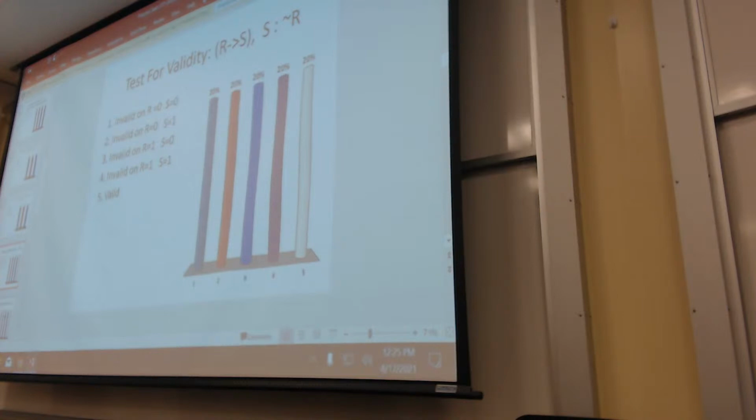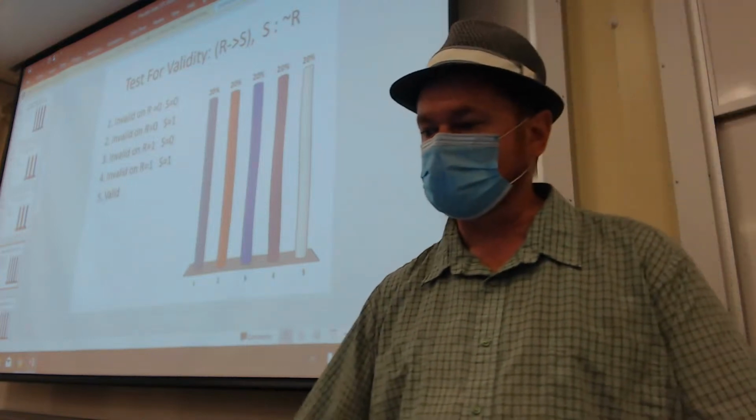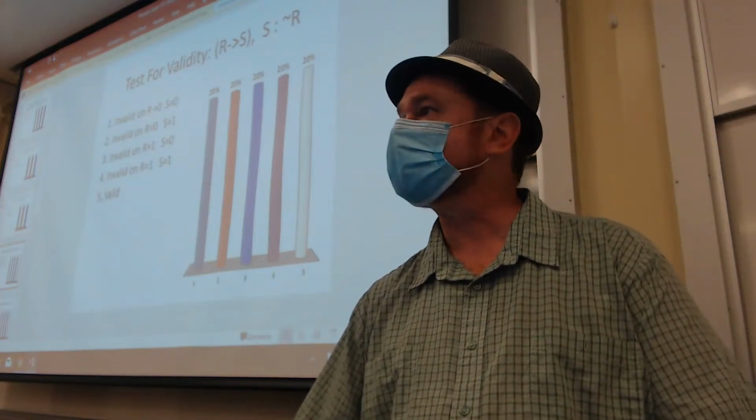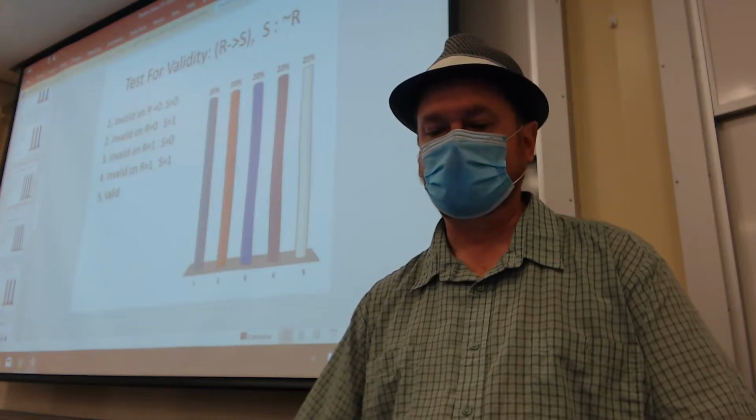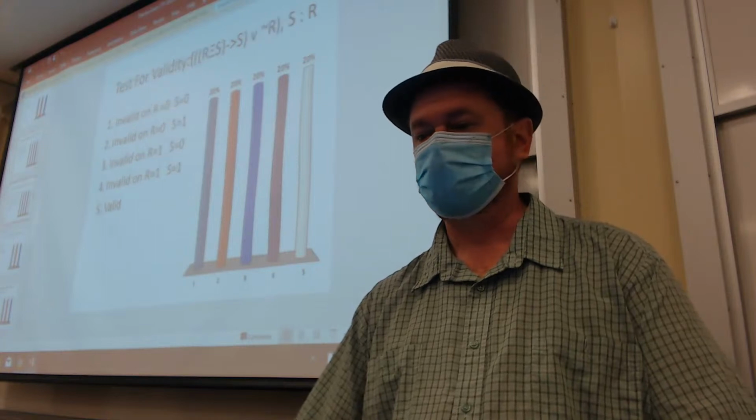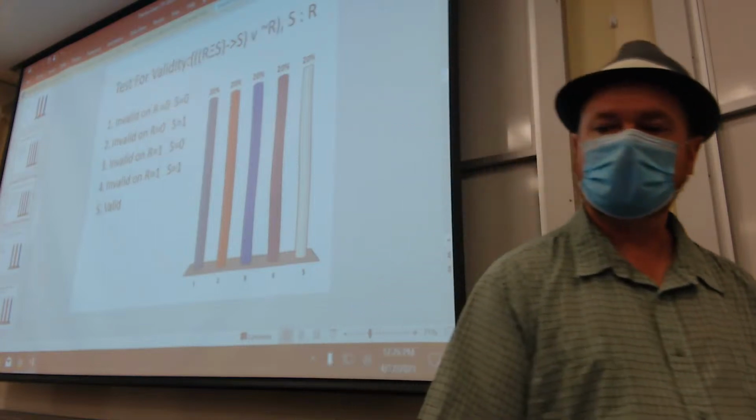Two ways to do the same problem. For my money, I think the truth assignment there was a little bit easier, but it depends on the problem. Truth assignment would be very difficult if I gave you two complex premises. All right, how about this one?